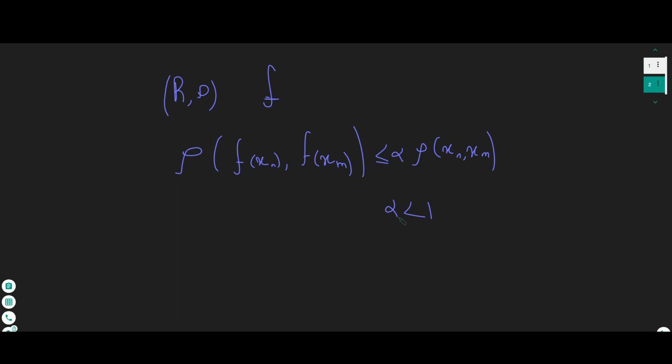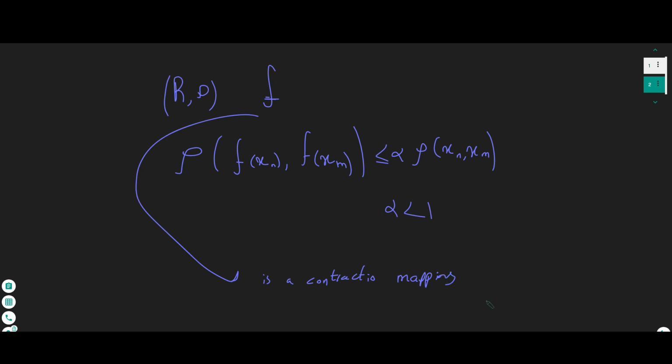So what do we see happening here? The distances between the points are basically being shrunk after we apply the function to them. Contraction here makes sense semantically, because it basically means you're making the distances smaller. So if this is the case, then F is a contraction mapping.